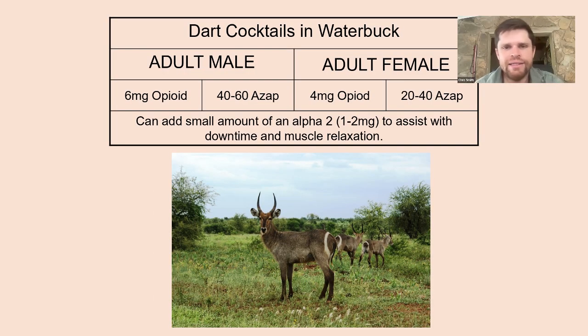Okay, waterbuck. Again, these are species similar to your roan and your sable, where just because of the size of them, it does sometimes help with adding a small amount of an alpha-2. Medetomidine is the one that we use primarily. Again, if you do use it, please just remember to leave azaperone completely out of that mix.